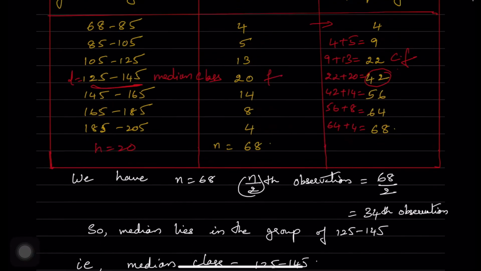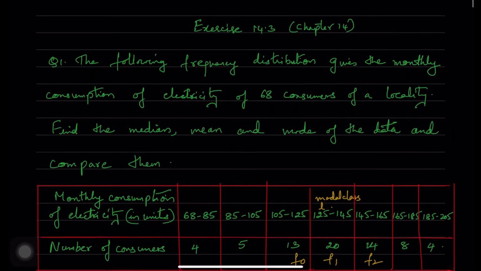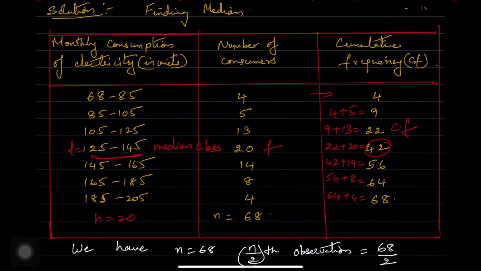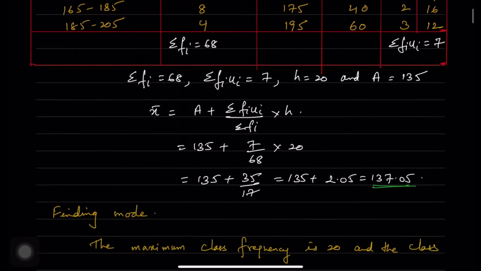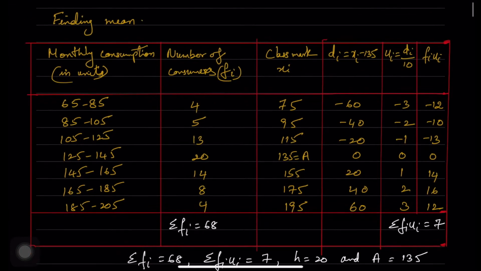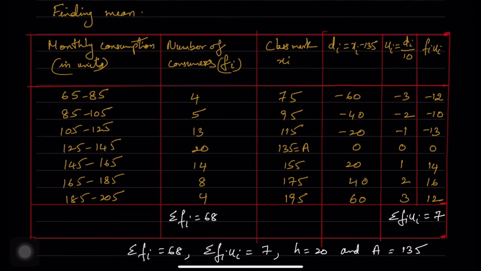Now they are asking to find the mean, median and then compare them. So how do we find the mean? In the mean, you write the class interval, then fi, that's the frequency, then the class mark. How do we calculate the class mark? 65 plus 85 divided by 2 is 75. 85 plus 105 divided by 2 is 95. So the upper limit plus lower limit divided by 2 gives you the class mark. In that way you get all these values.